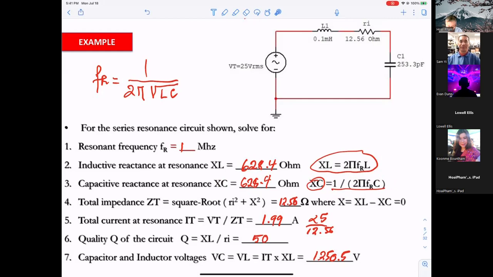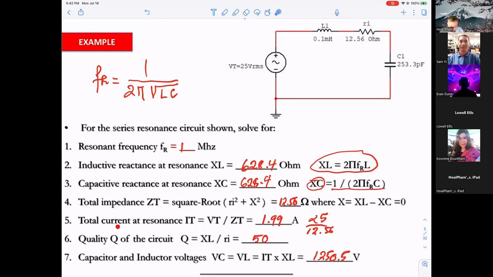Okay. Now, number four. They want to calculate the total impedance. Normally it is the square root of R squared plus (XL minus XC) squared. But the difference between XC and XL equals zero. So the only one you get will be 12.56 ohm. And make sure the difference between XL and XC at the resonance equals zero, because XC and XL are equal.